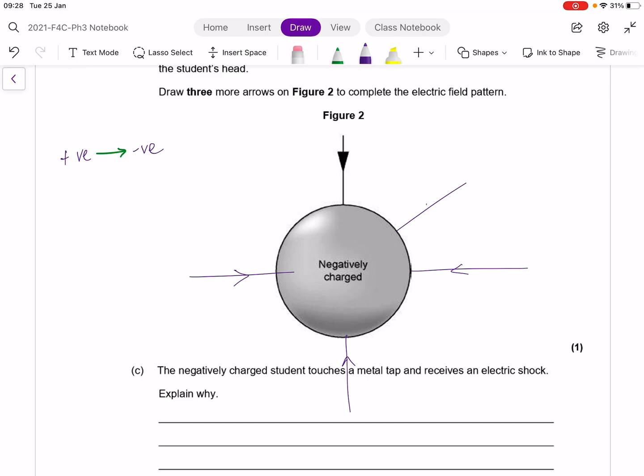There are more field lines you could draw like this, but it does only ask you to draw 3 more. And so we want to show them all the way around so that we can get the field pattern all the way around the sphere.